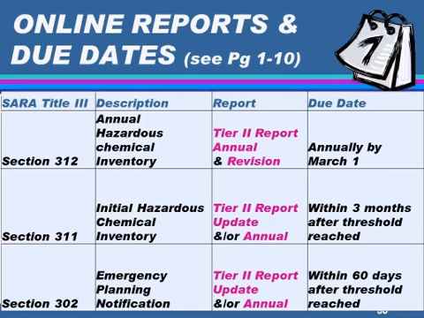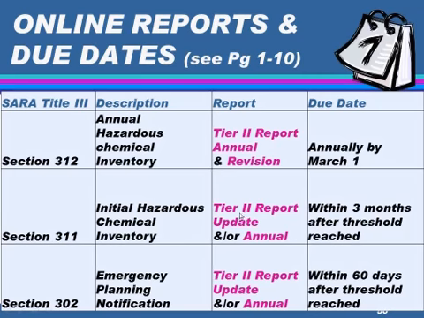Here's the different reports. Under Section 312 of SARA Title III, you do an annual hazardous chemical inventory. The online report will be the Tier 2 report annual, or the revision if you screw it up and have to revise it. Annual report is due by March 1st. Under Section 311, that's your initial hazardous chemical inventory.